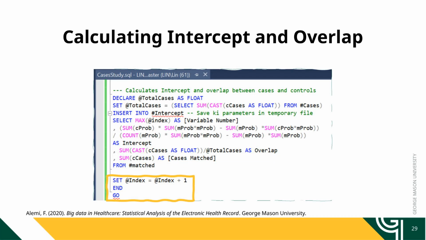This part of the code is responsible for moving to the next variable in the loop, ensuring that all 42 variables are processed. setIndex increments the variable by 1. Each time the loop runs, this line updates the index to point to the next variable in the analysis.